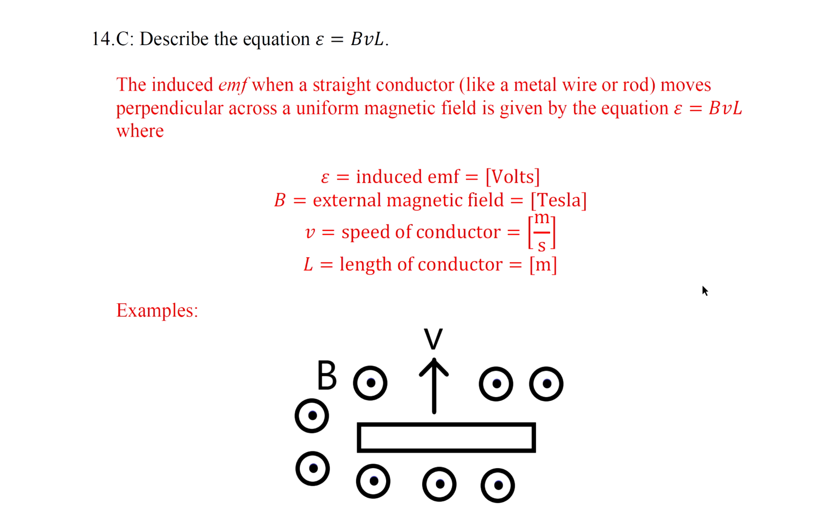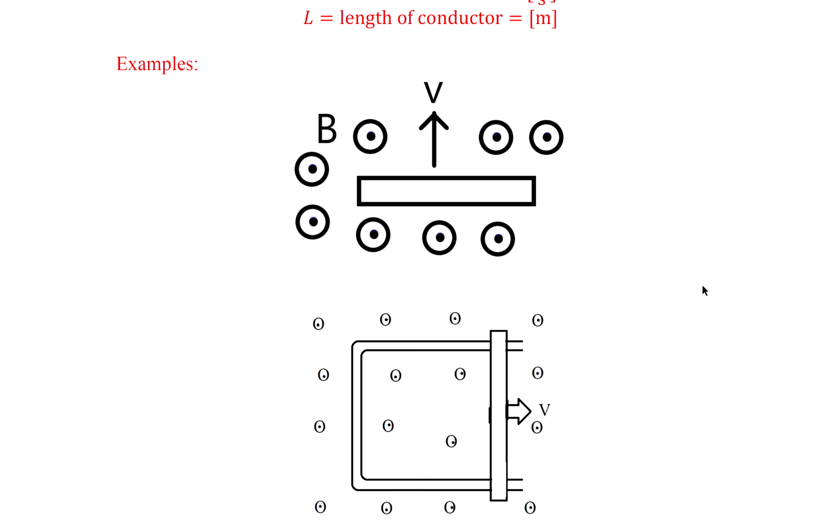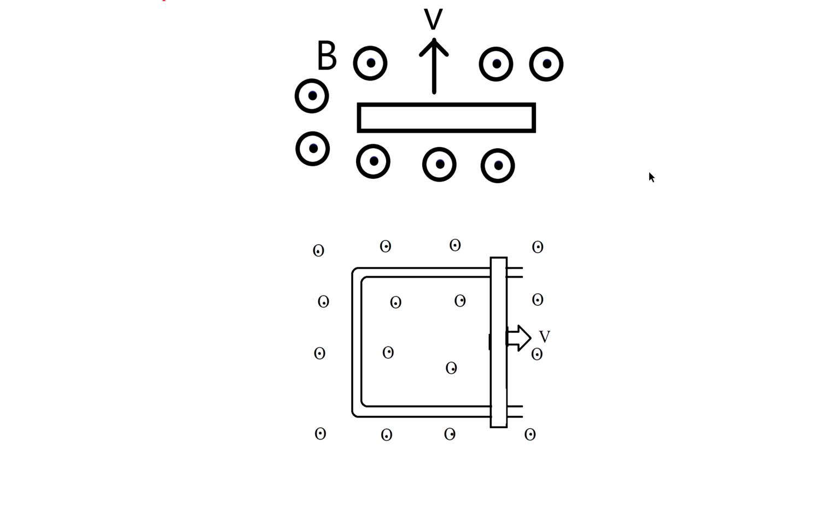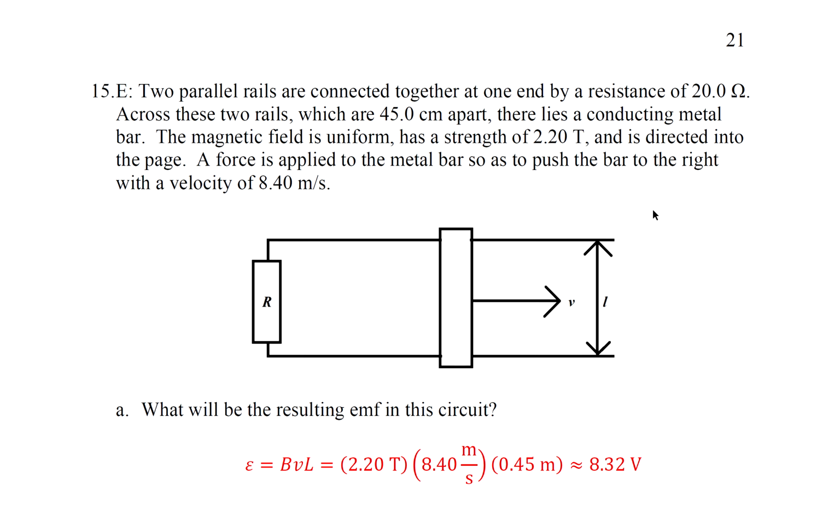Question 14, describe the equation E equals BVL. Okay, so this is a very specific problem. The induced EMF when a straight conductor, like a metal wire or rod, moves perpendicular across a uniform magnetic field is given by the equation E equals BVL, where E is the induced EMF, B is the external magnetic field, V is the speed of the conductor, L is the length of the conductor. So you could see, here are two examples.